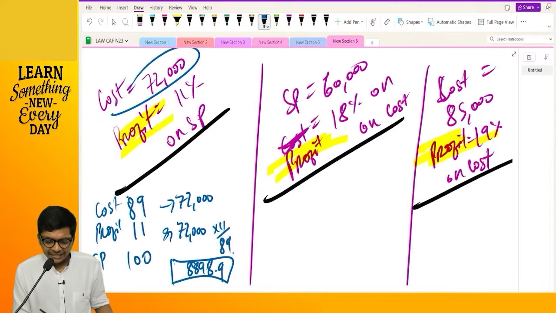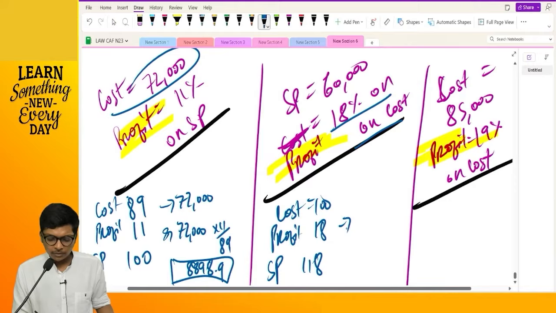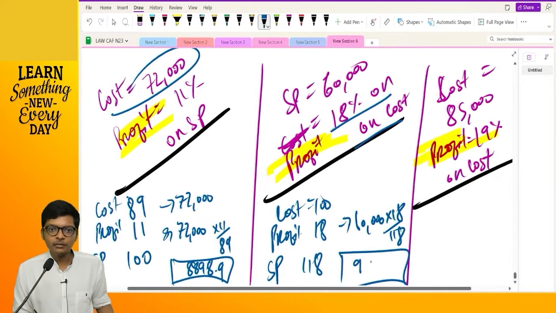Perfect. Second case, selling price is 60,000, cost is 100, profit is 18% on cost. So selling price will be 118, therefore my profit will be 60,000 into 18 by how much? 118.